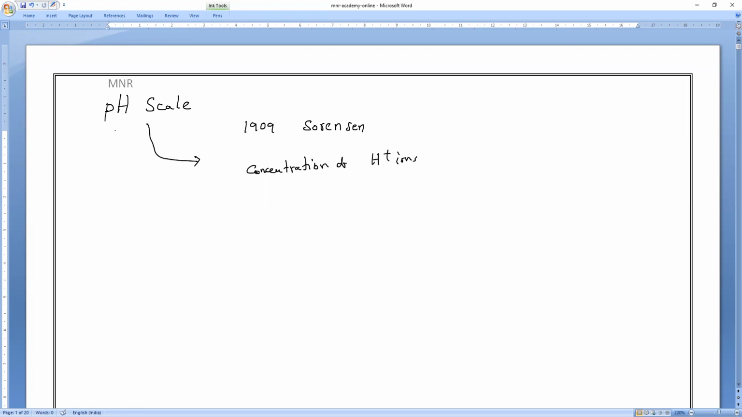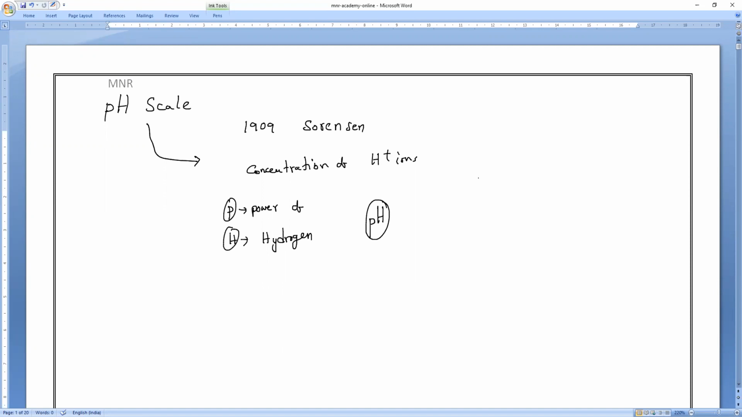So that is why p indicates power and H indicates what? Hydrogen concentration. Yeah. So power of hydrogen is what is known as the pH scale. So small p, capital H, that is the representation of pH. So the strength of the acids and bases, we can decide based upon the pH value.